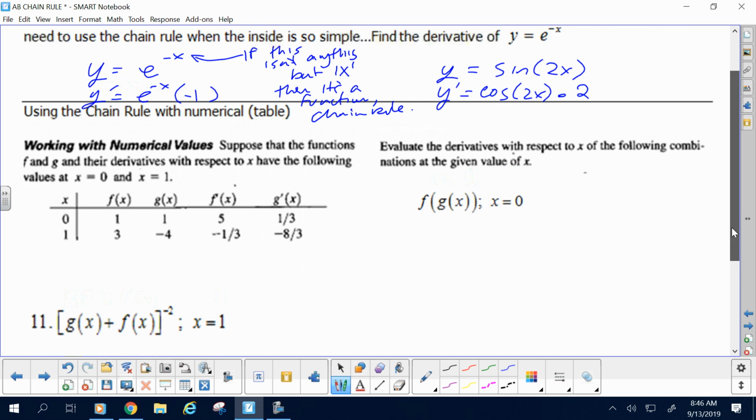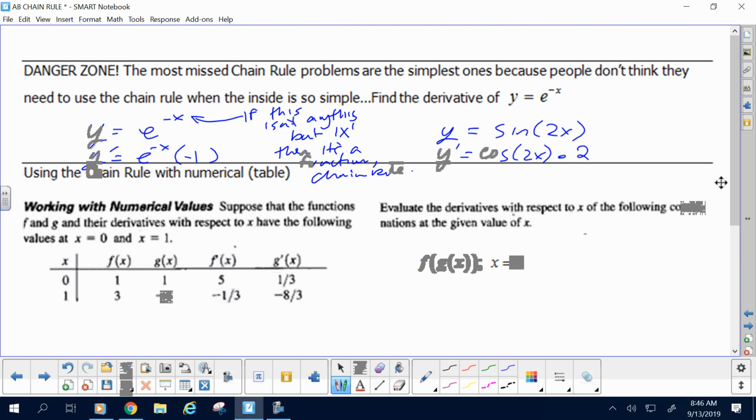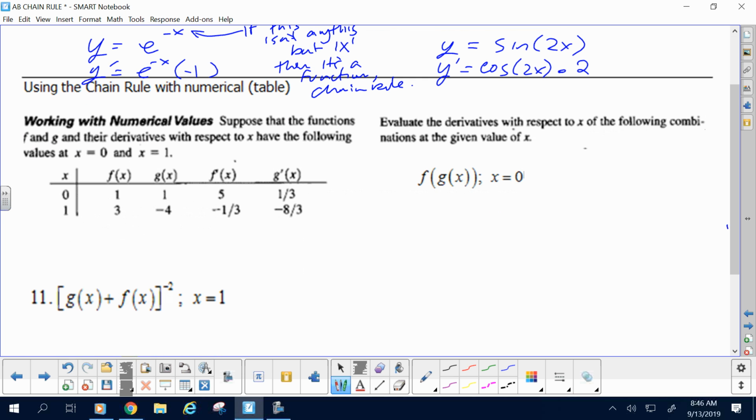These are called analytical derivatives. They're the derivative of an equation. Sometimes you'll apply the derivative to a table or a graph. So let's do different representations of this idea. So you have this big old table of, at two different x values, what f, g, f prime, and g prime are. You see where I'm coming from?